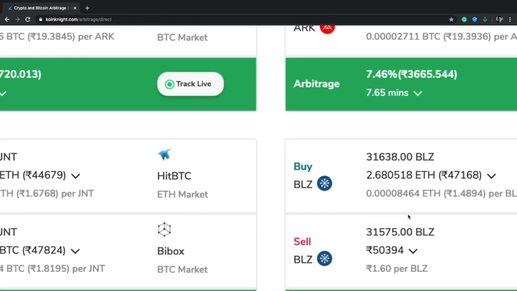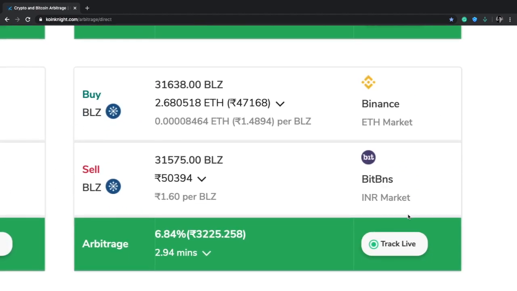Let's consider this card which shows the arbitrage from Binance to BitBNS using Bluezell. The card contains three segments inside of it: the buy side, the sell side, and the arbitrage. The buy side shows you the coin to arbitrage, the volume you need to buy, the amount to invest, and the exchange from where you have to buy it.